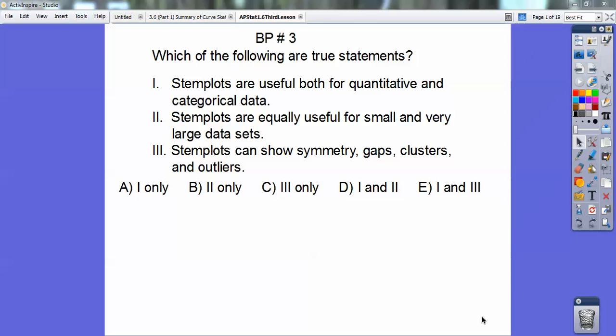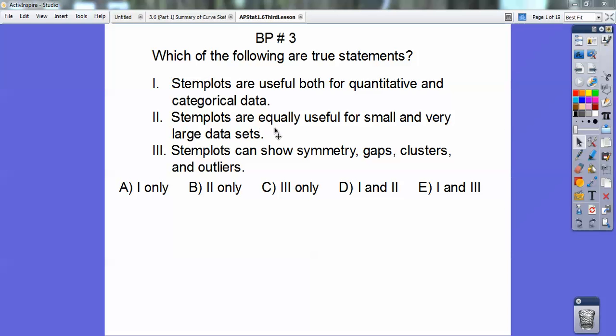Hey everybody, Mr. Jacobs here, and this is board problem number 3: which of the following is a true statement? Stem plots are useful for both quantitative and categorical data. Remember, in stem and leaf plots the stem is the units digit, so it can't be categorical; it has to be quantitative if it's going to be the units digit. Categorical data has no units digit. So it's not choice one, you guys.